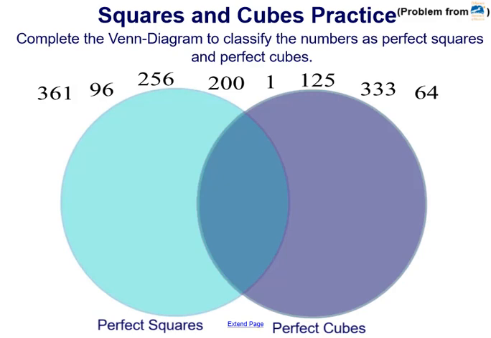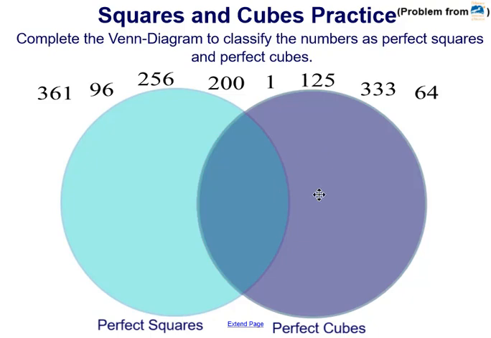In this problem, now let's complete the Venn diagram to classify the numbers as perfect squares and perfect cubes, or if they happen to be both, we can put them in the middle of our two circles. So what we need to do is identify if these whole numbers are perfect squares or perfect cubes. I think a good idea is to go through each number and first see if it's a perfect square. See if some number squared equals that number. Then we can go through each number and see which ones are perfect cubes, see if some number cubed equals that number.